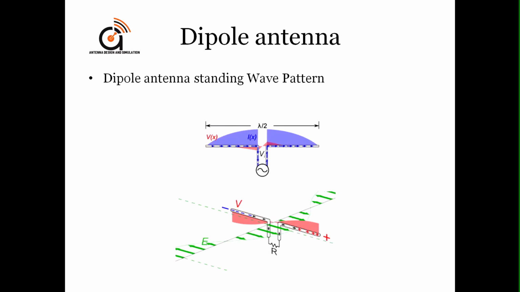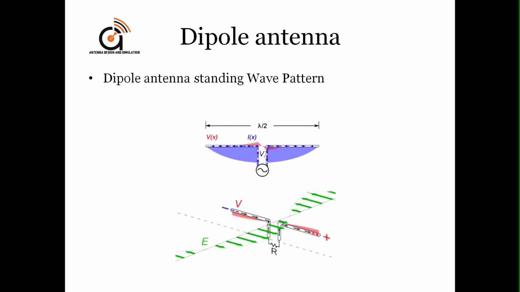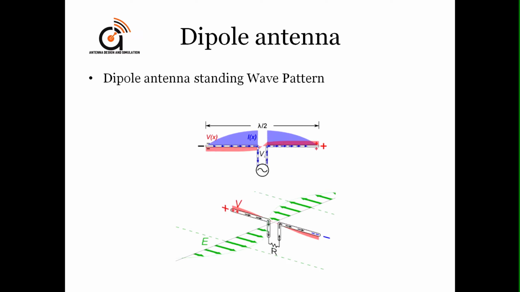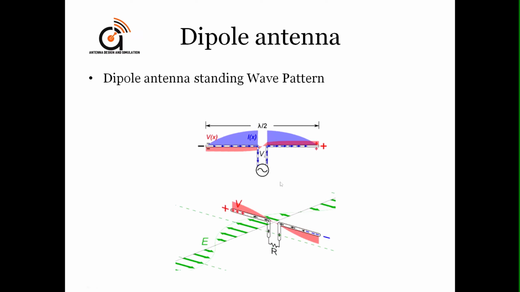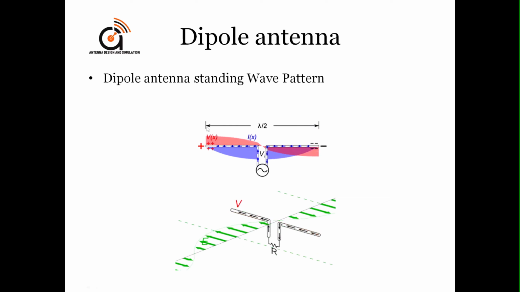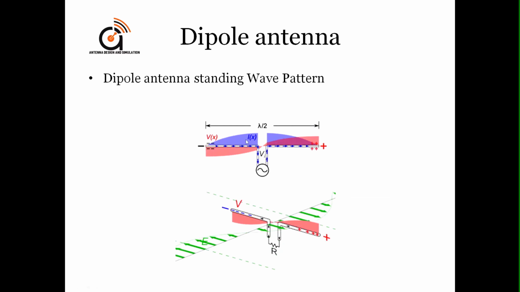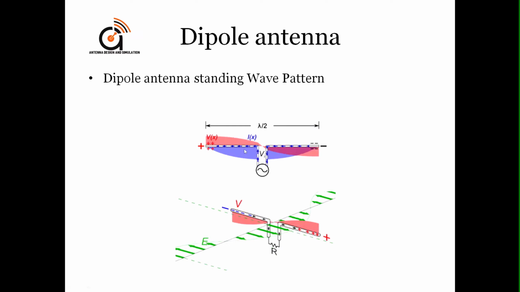So basically a dipole antenna is a wire antenna whose length is equal to lambda by 2. So it is an open-ended wire. So you can see here this is the dipole antenna whose length is equal to lambda by 2, and this shows the standing wave pattern.